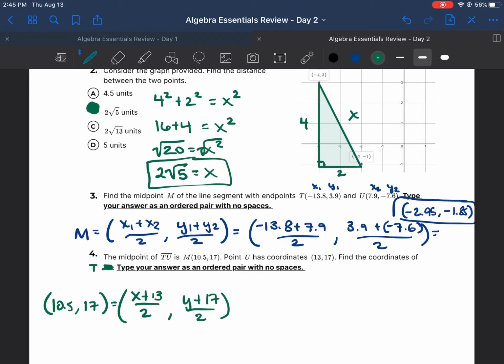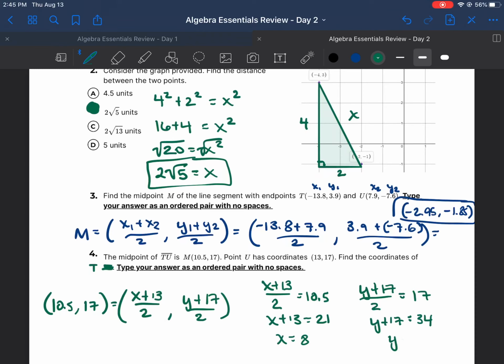What this allows us to do is actually form 2 equations. We know that x plus 13 over 2 should equal 10.5, and we also know that y plus 17 over 2 should equal 17. Solving both equations, so for the equation that involves the variable x, we could multiply both sides by 2. This would give us x plus 13 equals 21, which means that x must be 8. And the equation involving y, well, we would get y plus 17 equals 34 after multiplying both sides by 2, which would tell us that y equals 17. That means that the other coordinate must be (8, 17).